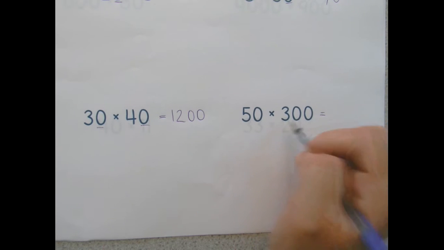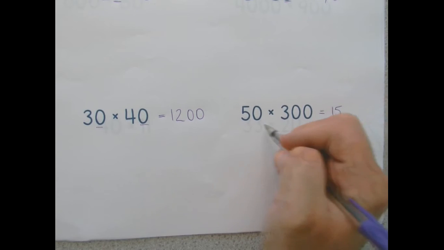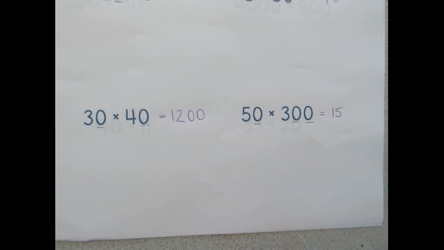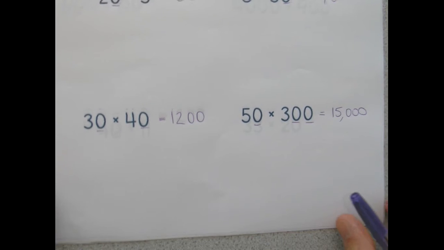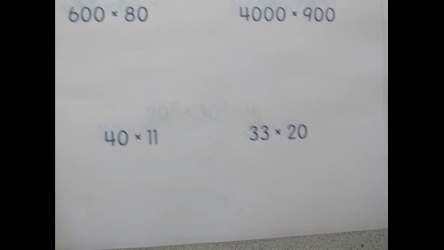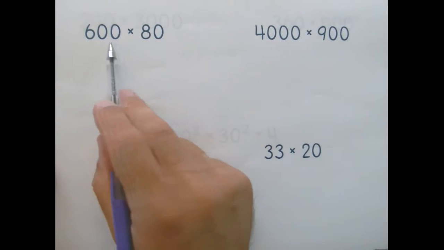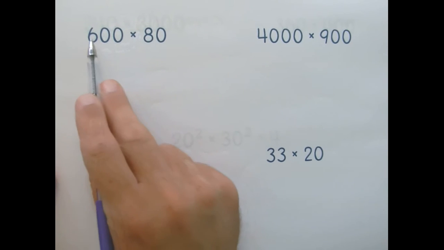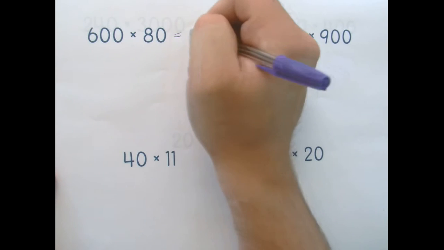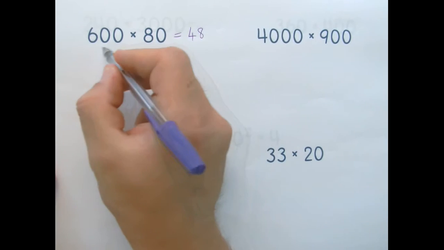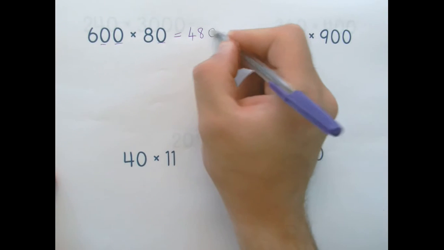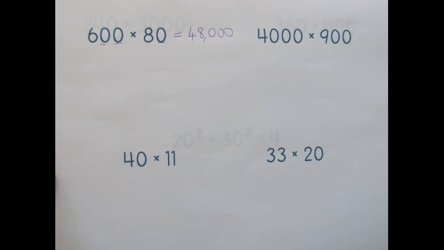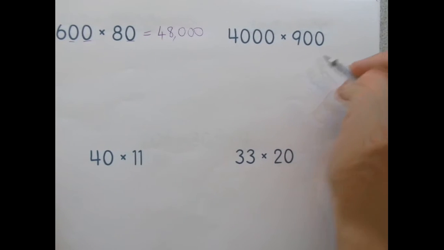Here, again, we've got quite a few zeros, but ignore them. Just do 5 times 3, which of course is 15. And we've got 3 zeros to add on this time, so we can put a comma there after 3 digits. 15,000 is what that is. So next question, again, ignore these zeros. Quite a large multiplication here, a large answer we're going to get. But if we just do 6 times 8, 6 times 8 is 48. And then you've got 3 zeros. 48,000.